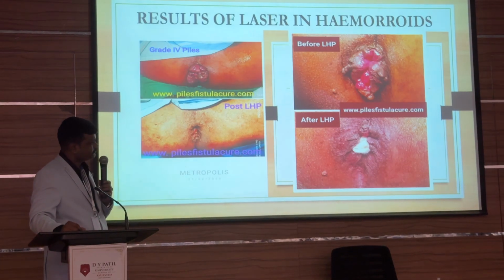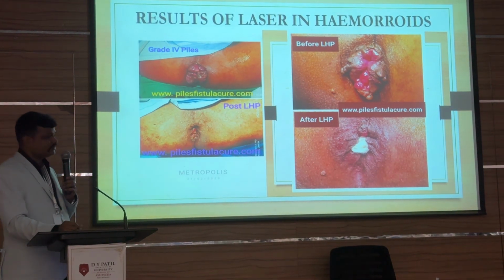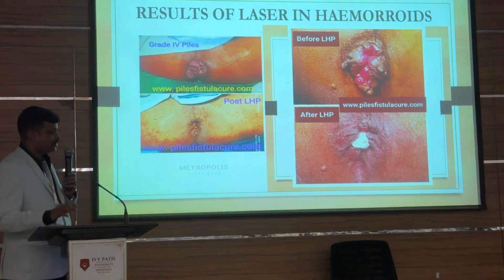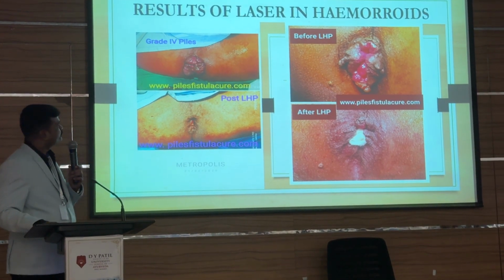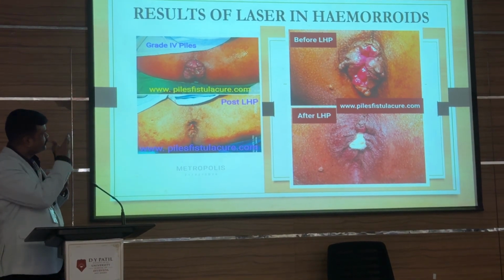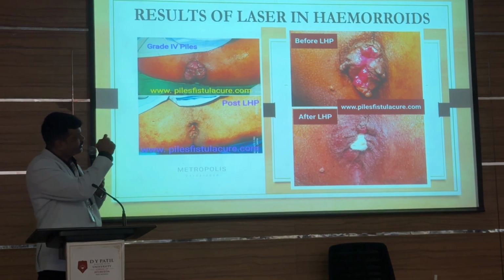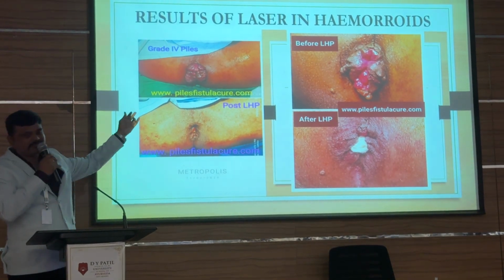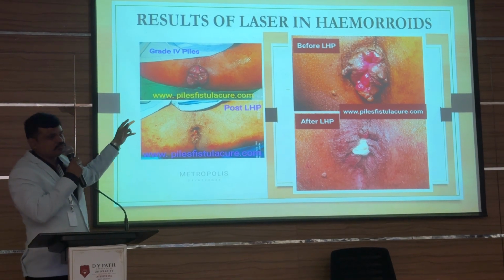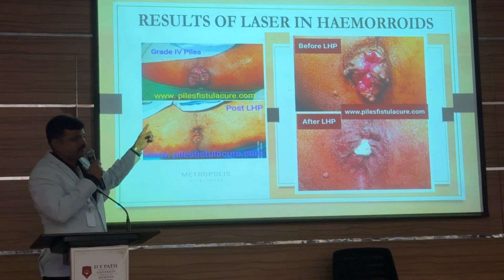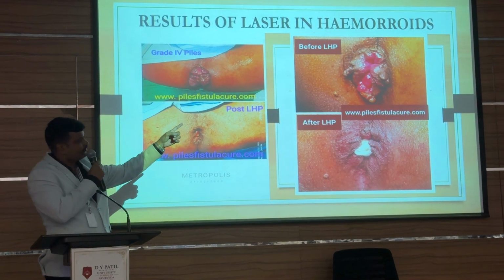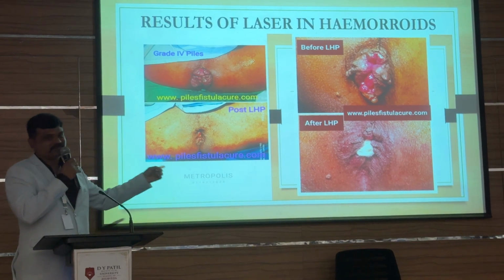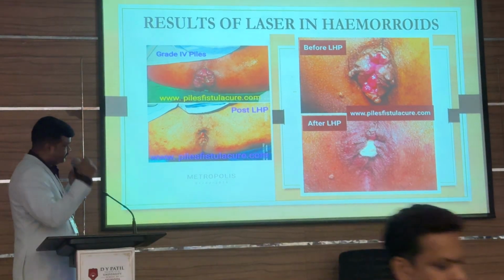Next. So these are the pre-operative and post-operative results on the table. This is grade 4, and this is a grade 3 hemorrhoid. In grade 4, we have used laser along with the suture mucopexy, and here we have directly done laser.